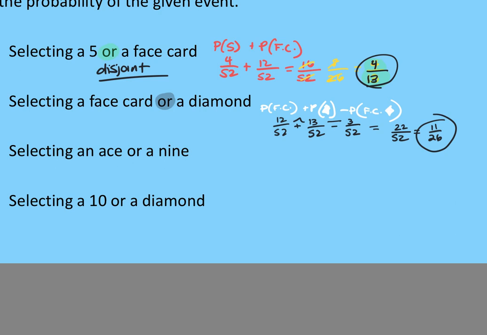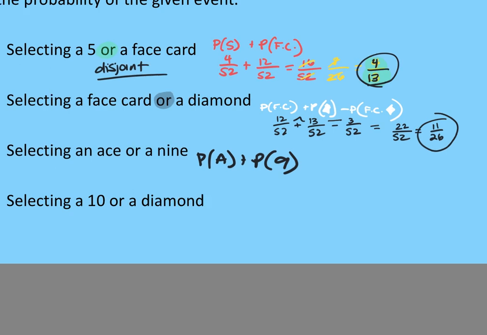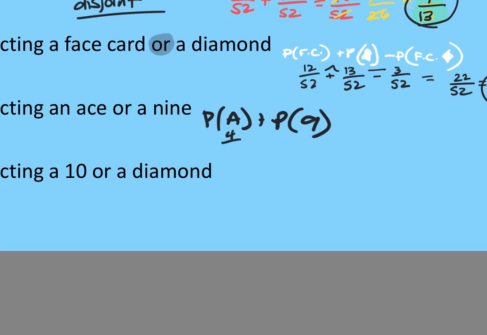So are they mutually exclusive, or, sorry, are they disjoint or overlapping? Can it be both an ace and a 9? It cannot, so disjoint. Good, so probability of it being an ace plus probability of it being a 9. What's the probability of it being an ace? 4 out of 52. How about a 9? 4 out of 52. Equals 8 over 52, which equals 2 over 13. Good. Questions on that one? Okay, good.